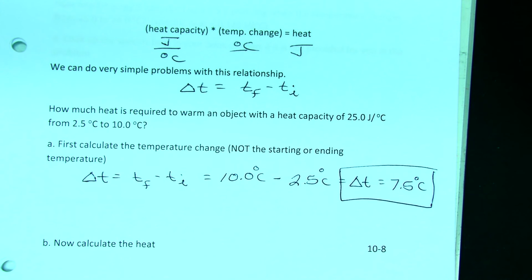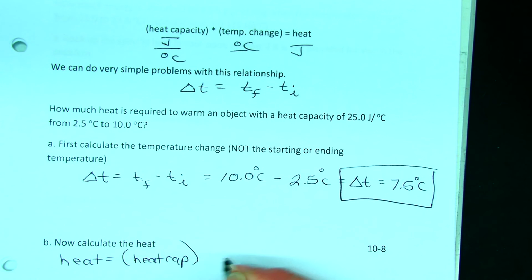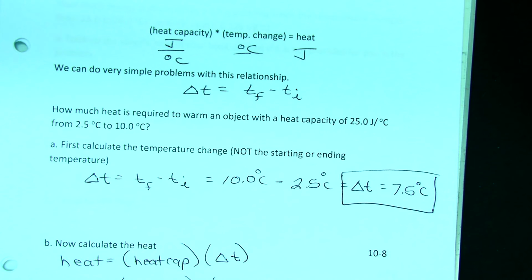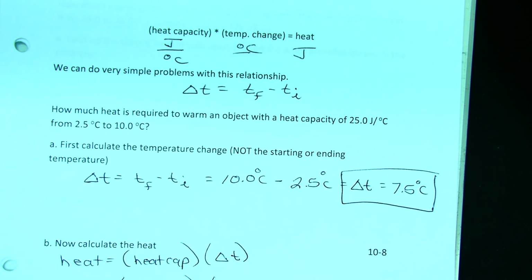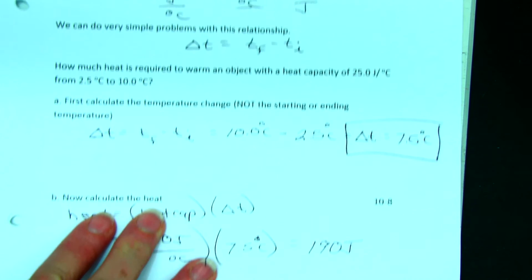Now we can use this temperature to calculate the heat. So heat is equal to the heat capacity times the temperature change. So that's equal to 25.0 joules per degree C times 7.5 degrees Celsius. 2 sig figs in my answer, 190 joules.